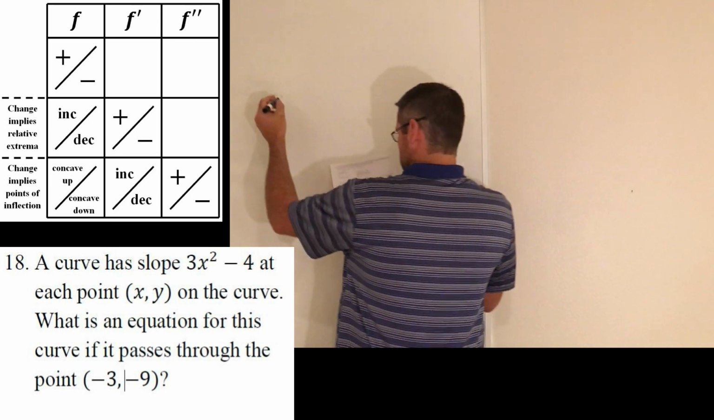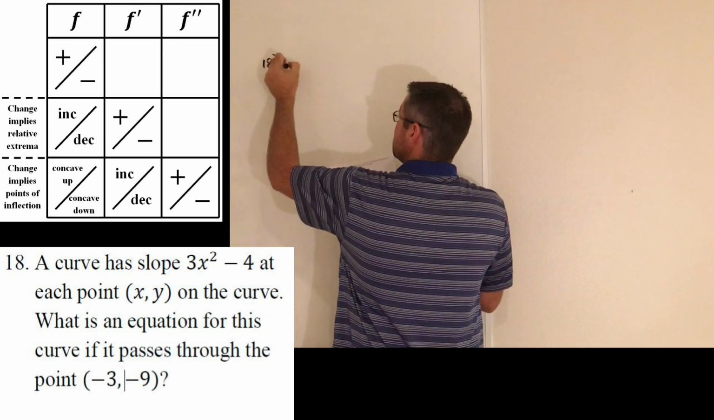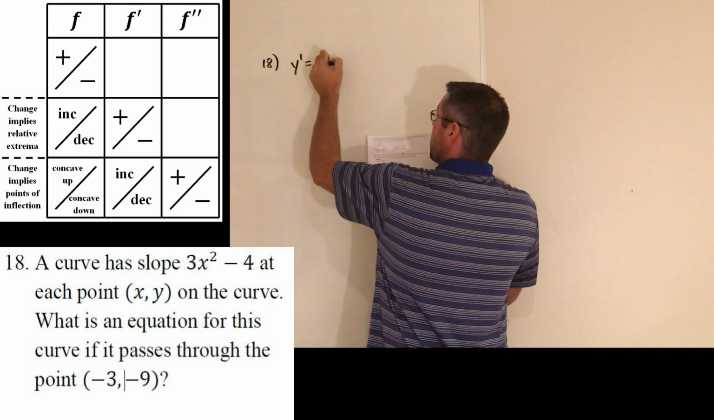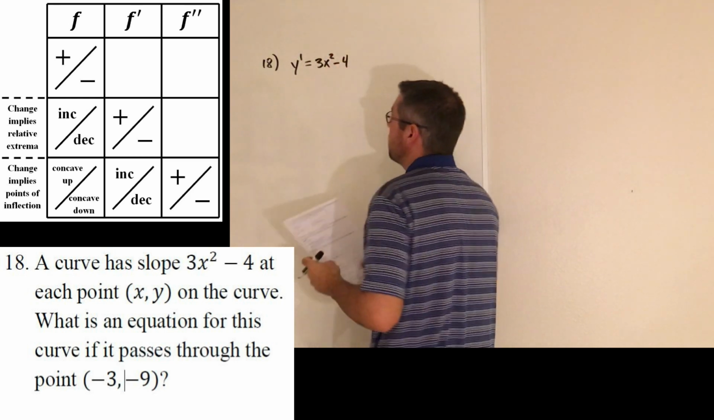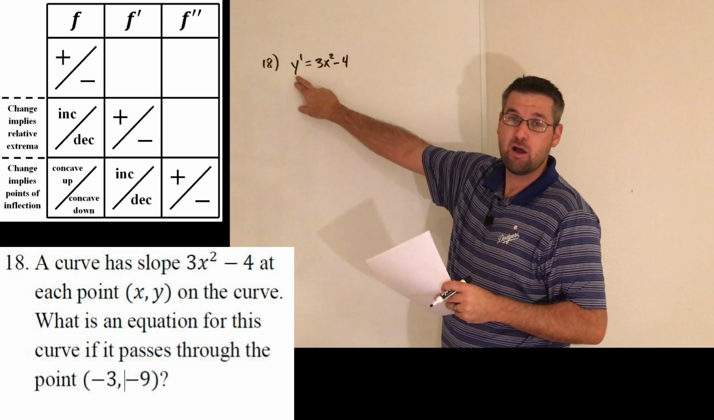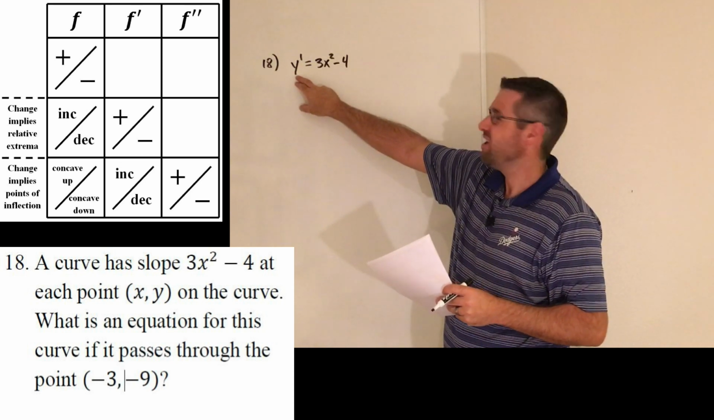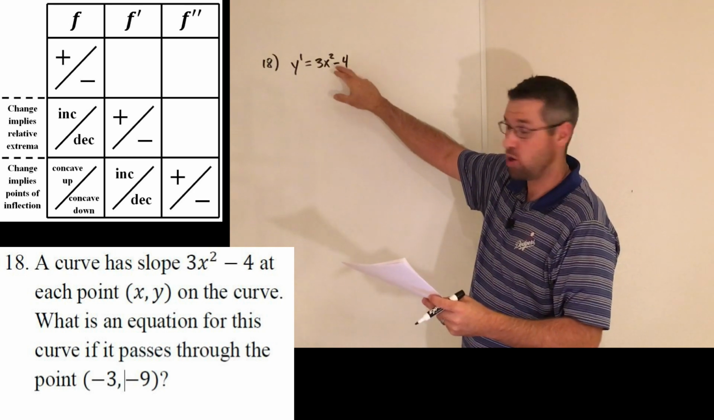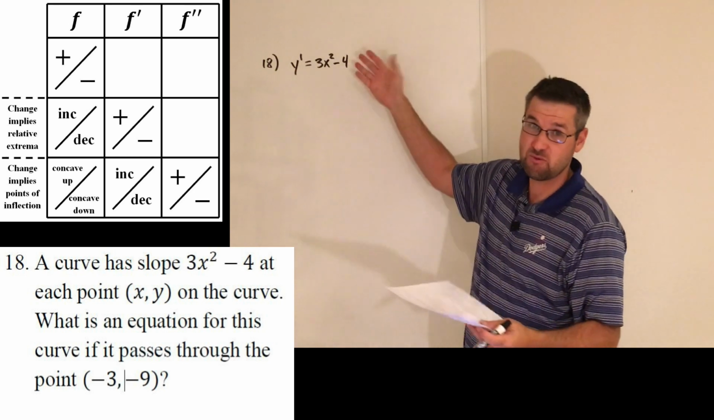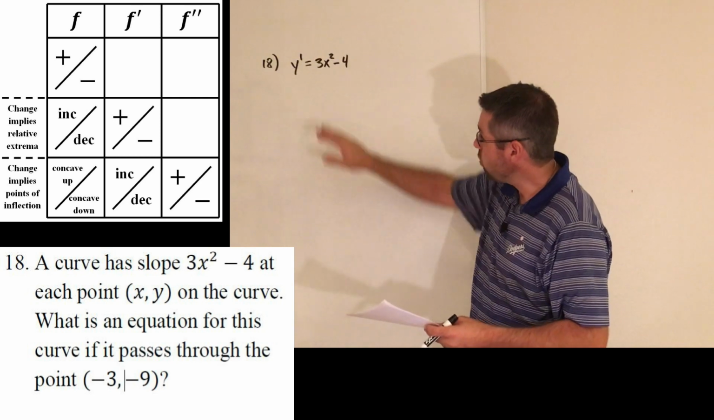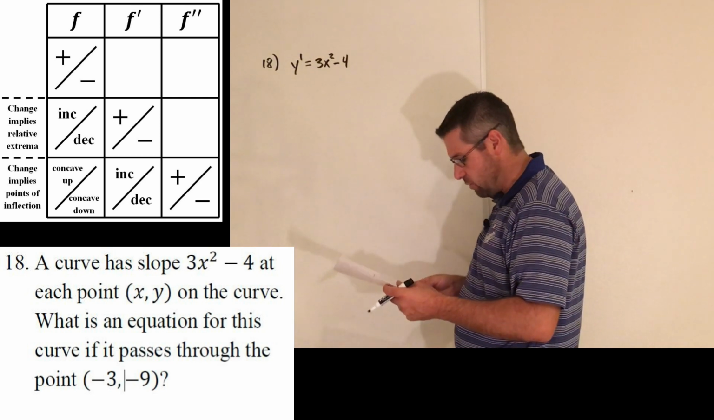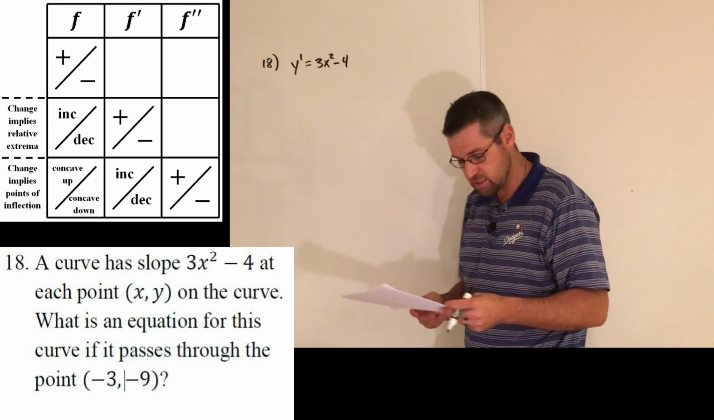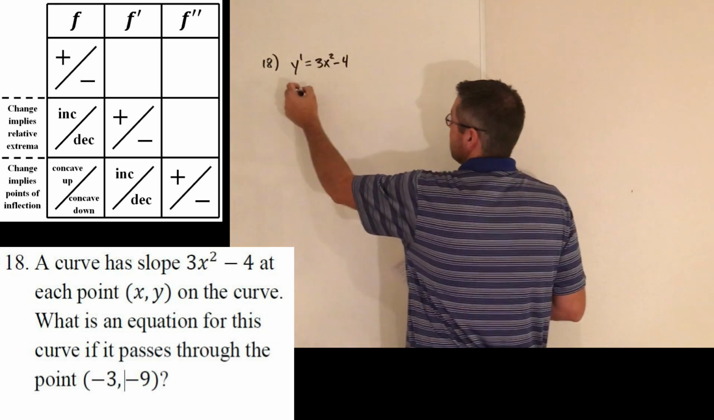So we could write this. For number 18, we can say that y prime equals 3x squared minus 4. The slope of the curve is 3x squared minus 4. So the wording is really weird here. And it wants to know the equation of this curve if it passes through the point -3, -9.